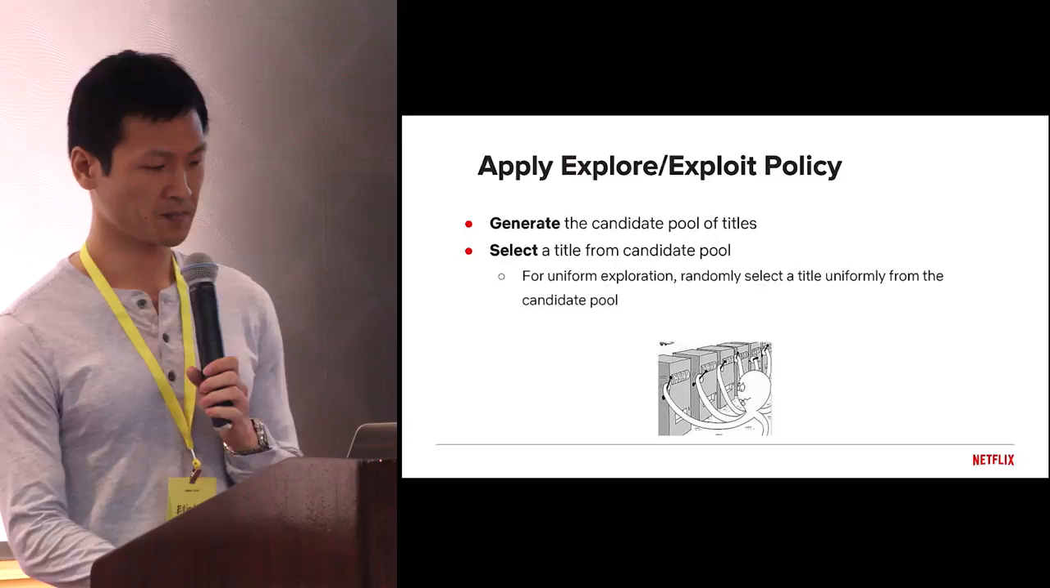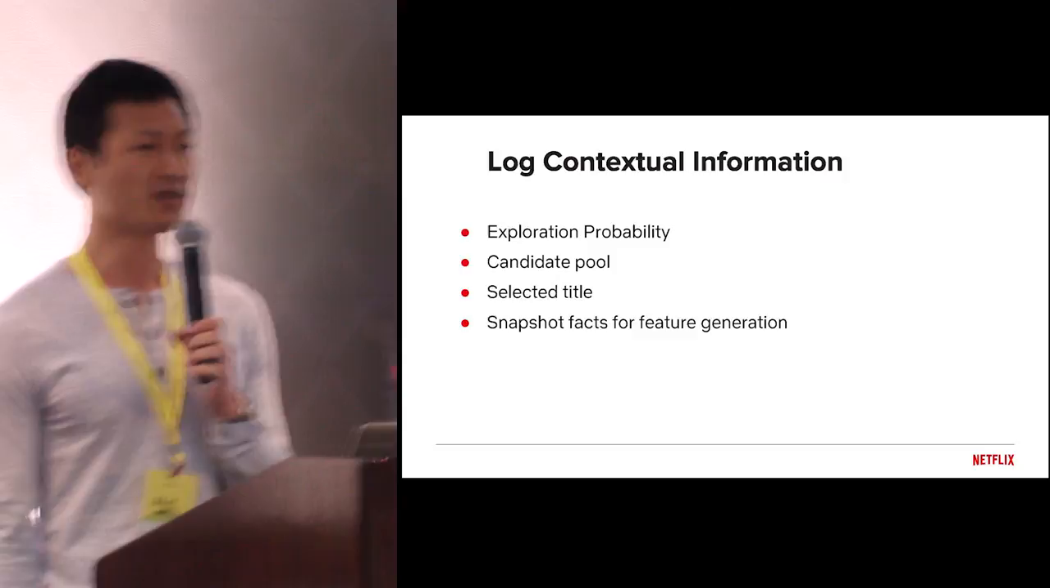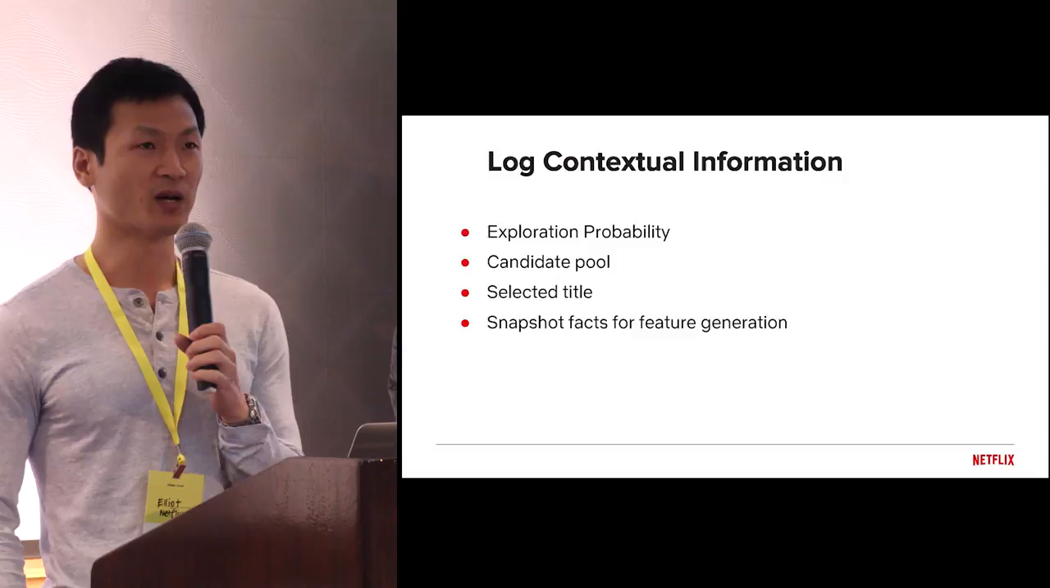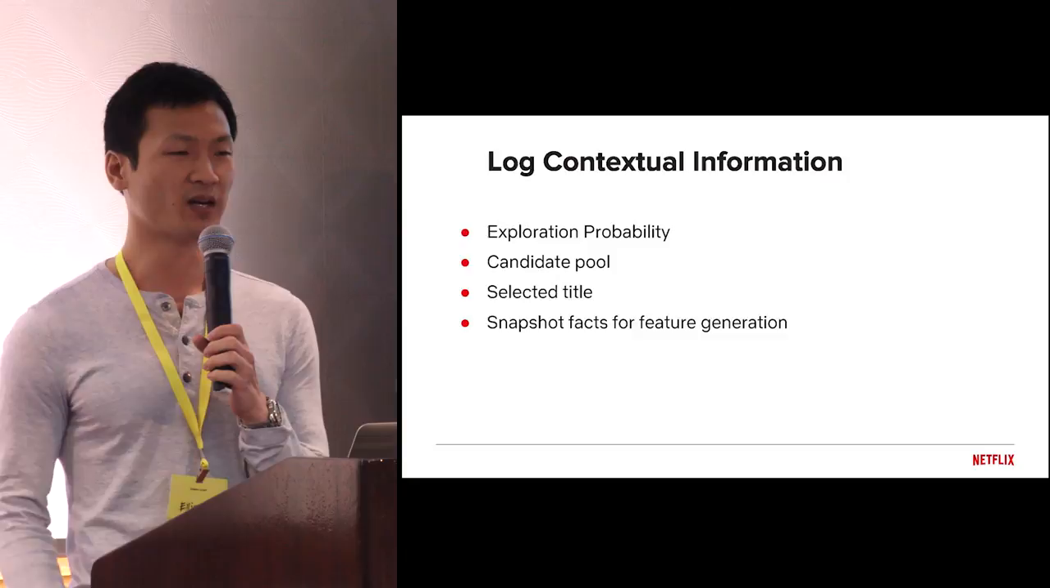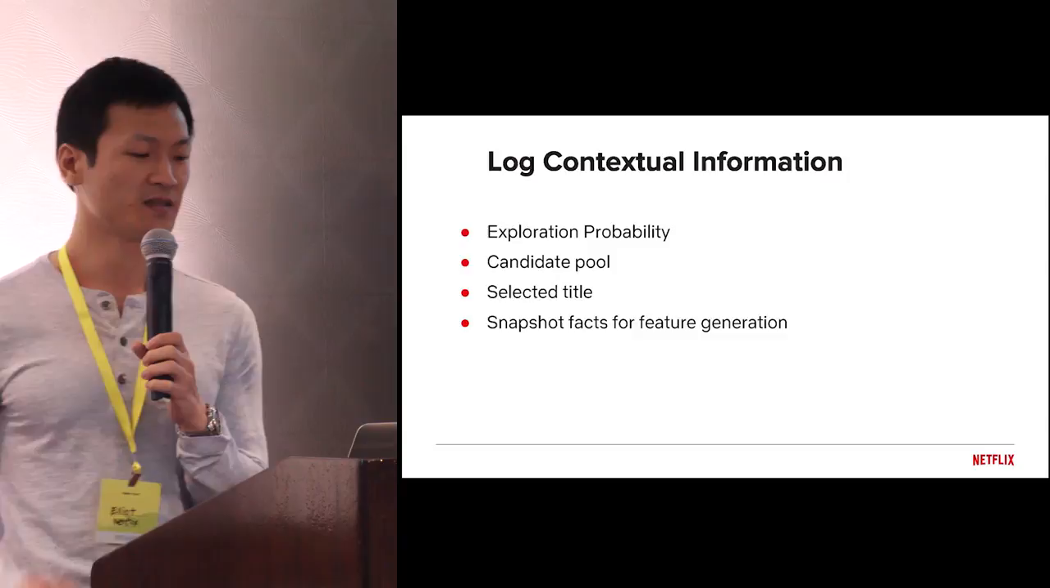While we're doing this, we also need to log quite a bit of information. Especially since we have different types of bandits that we might be using, understanding why we made certain recommendations is very important. So on the bandit side, we want to log information about things like the exploration probability, the candidate pool that was available at that time, and also the selected title. And we also snapshot facts for feature generation.